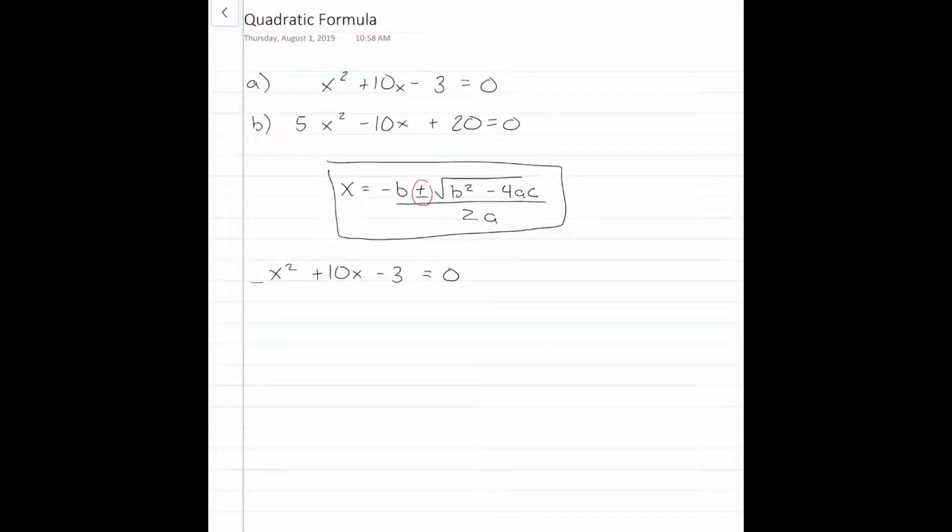So we'll go ahead and look at the first one. As you can see, x squared plus 10x minus 3 equals 0. You can see these variables here. In front of the x squared, there's no number. Typically, that's just a 1. That's just implied when there's no number in front of the x squared. It's usually just a 1.